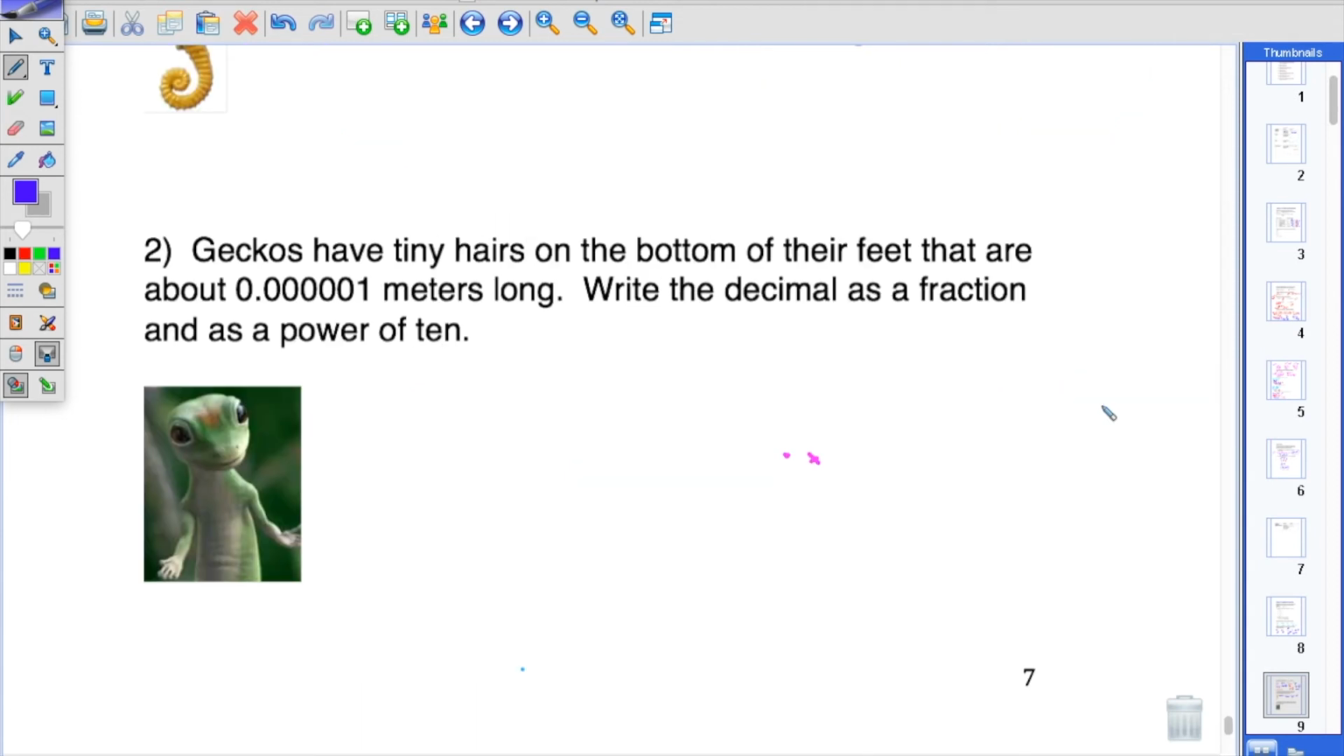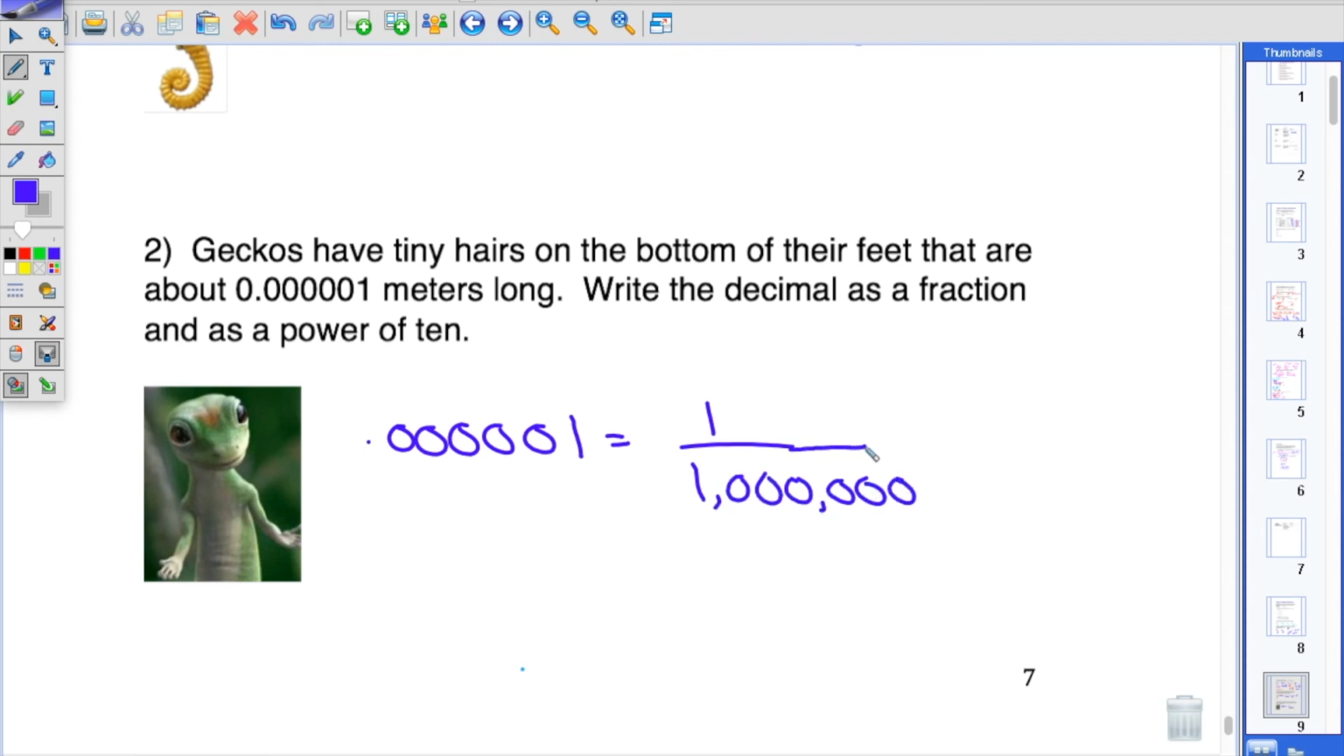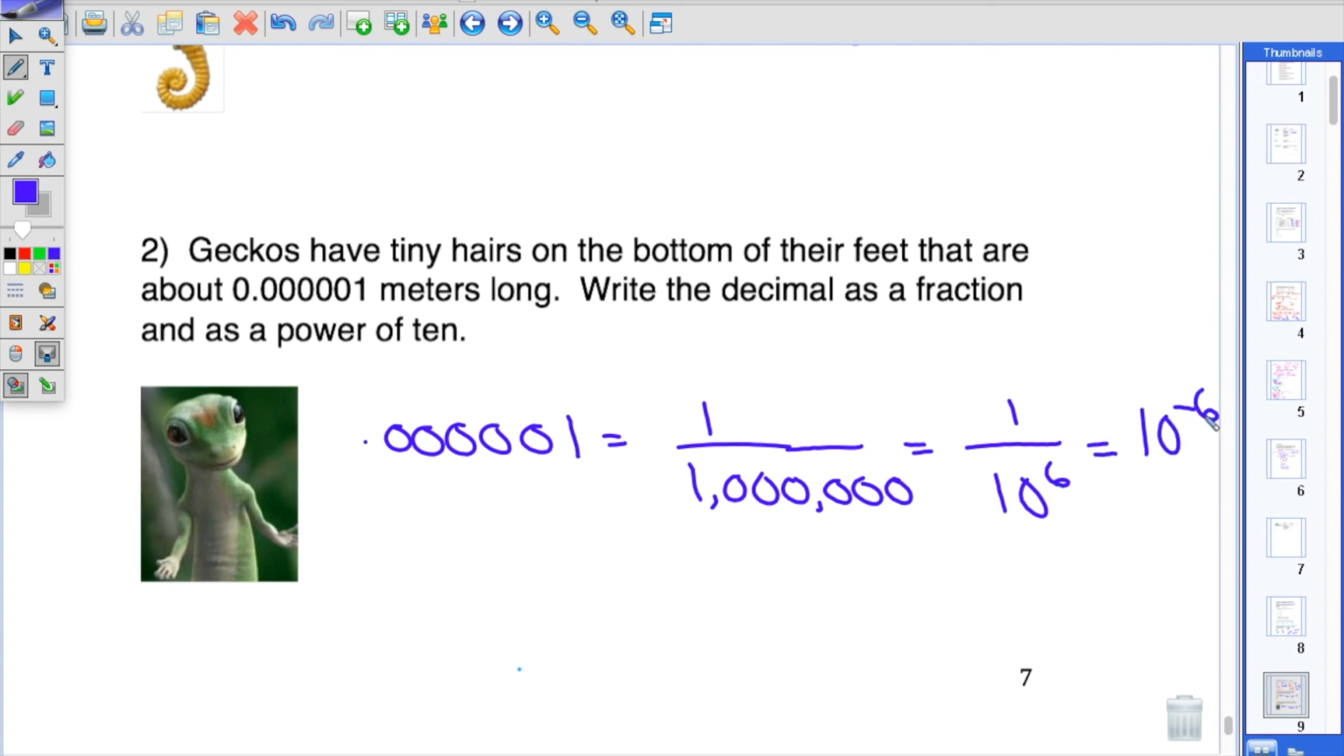Geckos have tiny hairs on the bottom of their feet that are about 1/1,000,000th meters long. Write the decimal as a fraction and as a power of 10. So start by writing the original. Write it as a fraction. So it's 1/1,000,000th, or 1 followed by, we have 1, 2, 3, 4, 5, 6 places after the decimal, so we need 6 zeros. Write that using exponents, so it's 1 over 10 to the 6th power, and then writing it using negative exponents, our 10 goes to the numerator, and our exponent becomes negative.